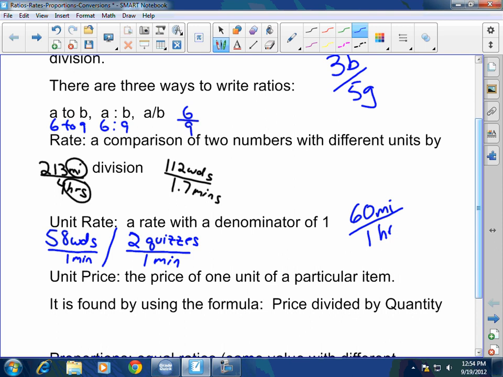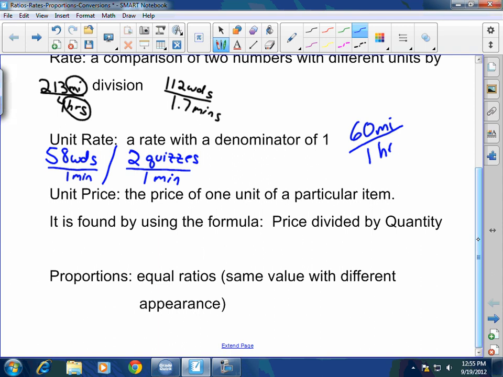Now, unit price. Unit price is another unit rate, but it deals with pricing. It's the price of 1 unit of a particular item, and it is found by using the formula price divided by quantity. It's price divided by quantity. This is very useful when you're out shopping. Let's say Mr. Morrow's on a budget, and I don't want to spend a whole bunch of money. I want to try to save some money.